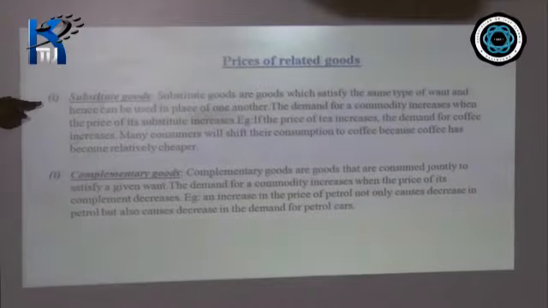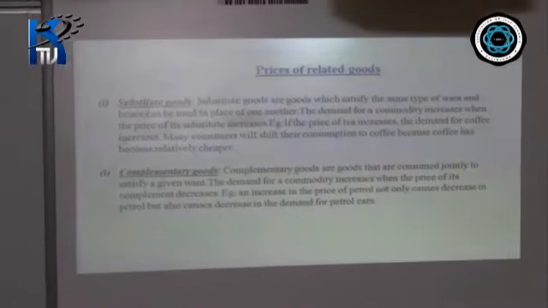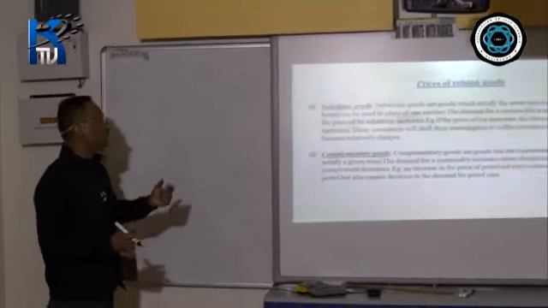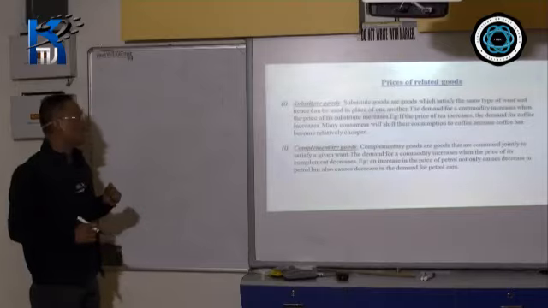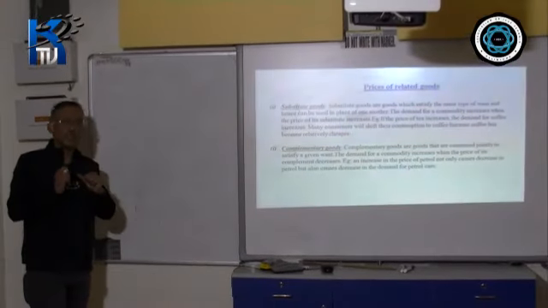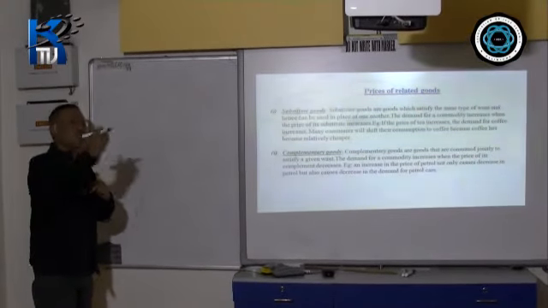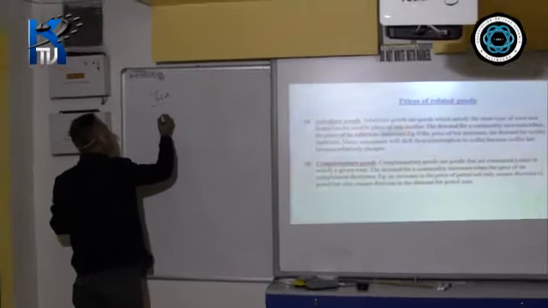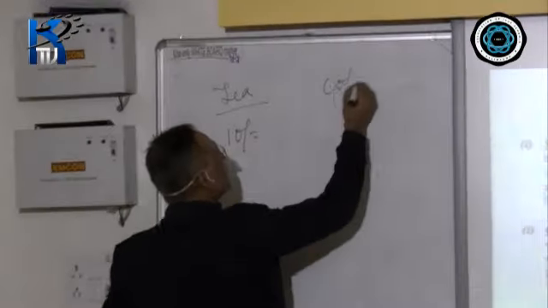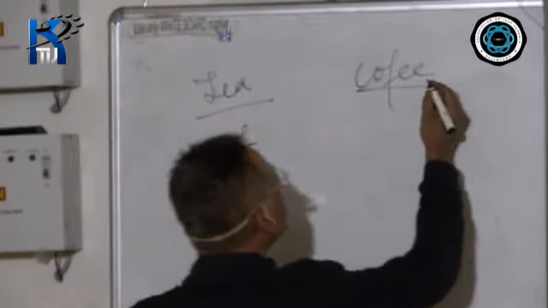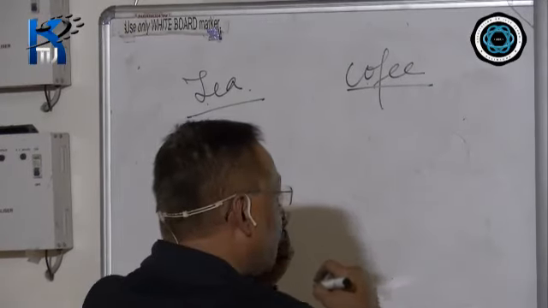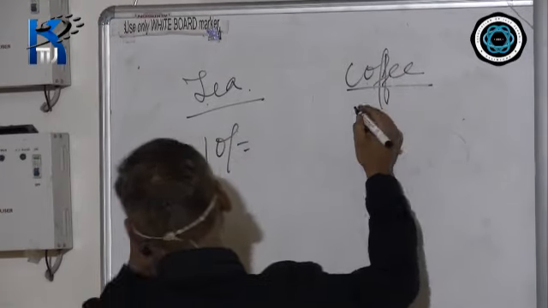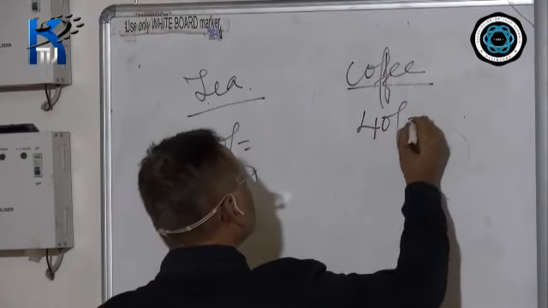Price of related goods, substitute goods. When you take an example of substitute goods, there is tea and coffee, Coca-Cola and Pepsi, many. But we'll stick to tea and coffee. Let us say you drink tea. Your commodity is tea and the substitute is coffee. So if the price of tea is 10 rupees and the price of coffee is, let's say, 40 rupees, right?